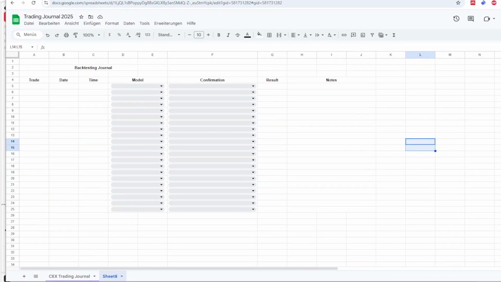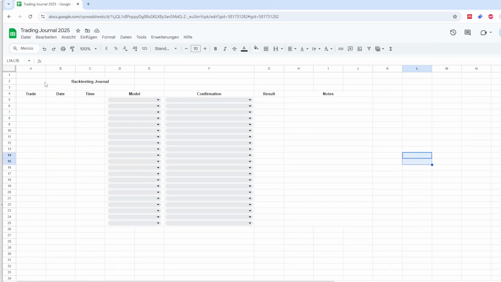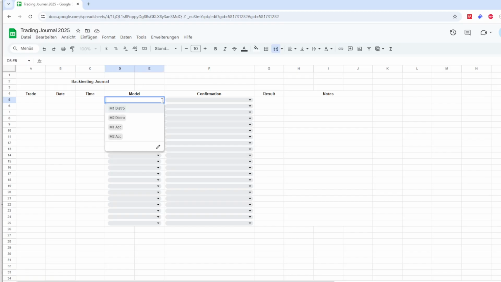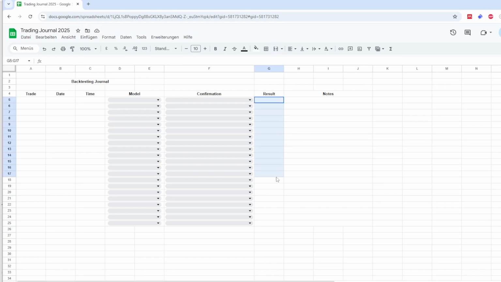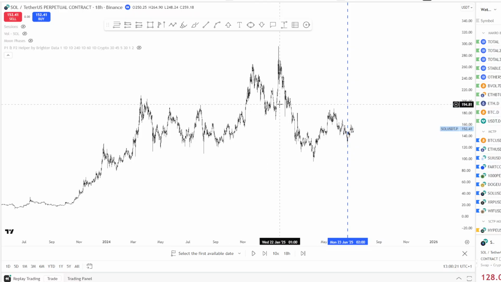So here I made a little trading journal for the backtesting. Here I put on the trade, the date, time, which model I traded, which confirmation. So this is return to zone, break of structure, supply demand, range inefficiency, and context. Here's the result, how much RR I gained or lost, and here I can put some notes on learnings, etc. So let's jump in.